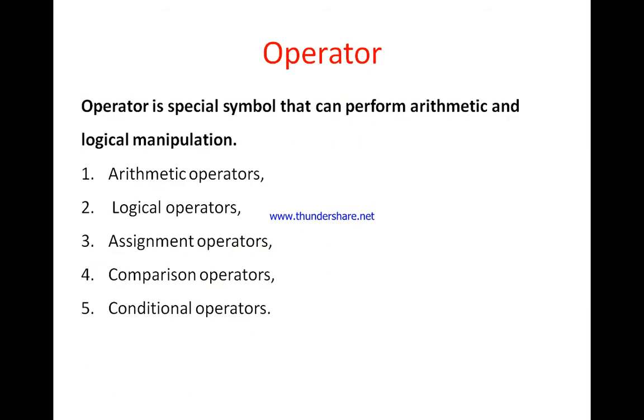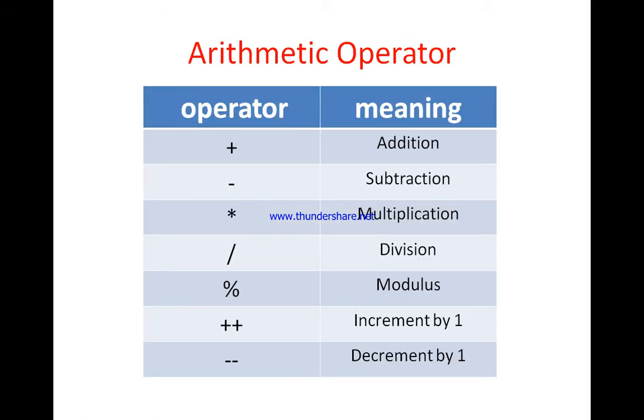Operator. Now operator is a special symbol that can perform arithmetic and logical manipulations. Now in JavaScript there are 5 types of operator. We have already seen this part also: arithmetic operators, logical operator, assignment operators, comparison operator and conditional operator. Then let us see, first operator is arithmetic operator.